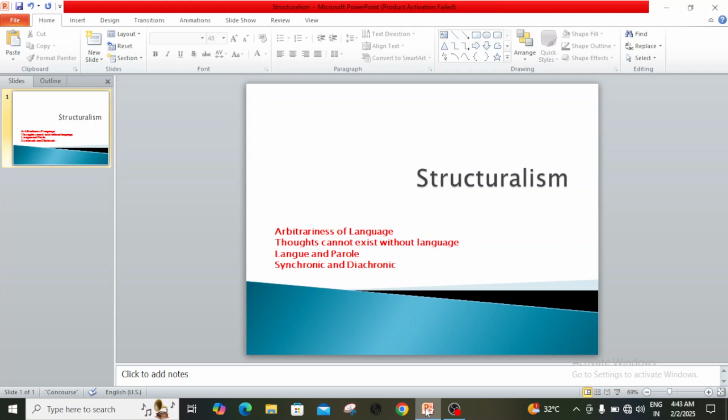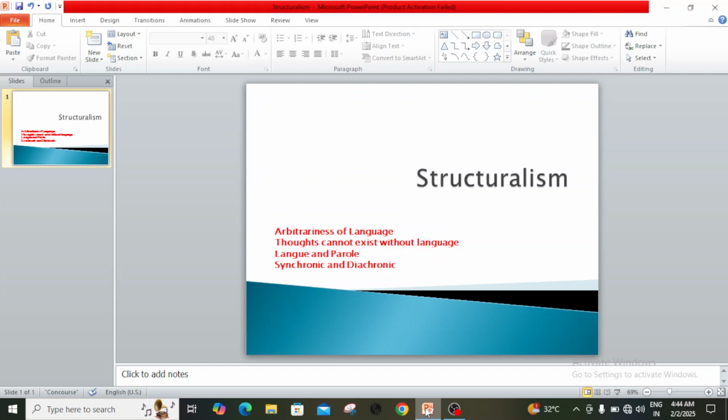So the main idea of structuralism is explained by Ferdinand Saussure as follows: each linguistic unit or word is called a sign. Every basic linguistic unit is called a sign or a word, and this sign has two parts: the mental concept and the sound image, or it is otherwise called signified and signifier.